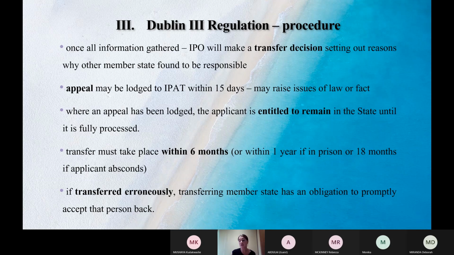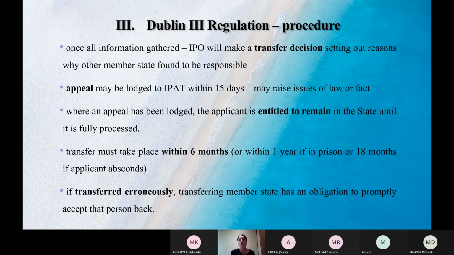Once all the information is gathered, so the Article 5 interview and the response to the take charge or take back request, a transfer decision is made. It sets out all the reasons why the IPO believes that another member state is the responsible member state, and decides that the person is to be transferred to that member state. The person can appeal that decision within 15 days, and they can raise either issues of fact or law in that appeal. Once an appeal has been lodged, the person is entitled to remain in the state until the appeal is fully processed.